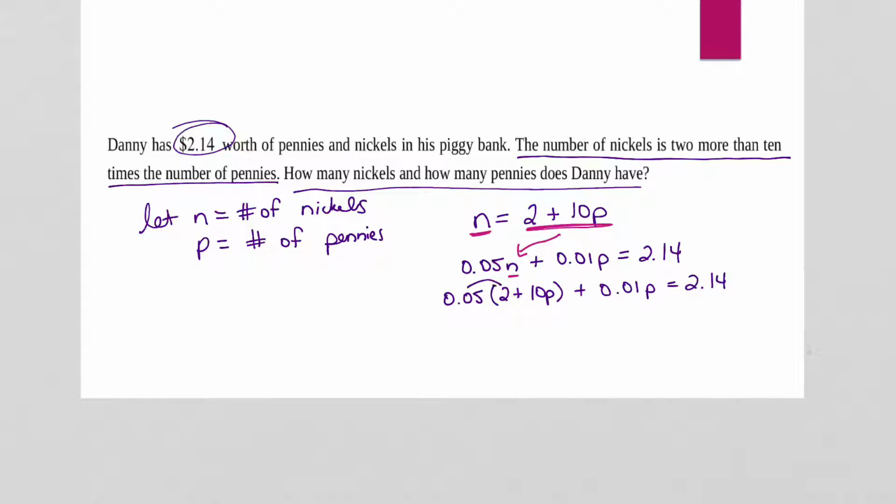I need to distribute. So 0.05 times 2 is 10 cents. 0.05 times 10 is 0.5. P, don't forget your P. Now we want to combine our like terms.